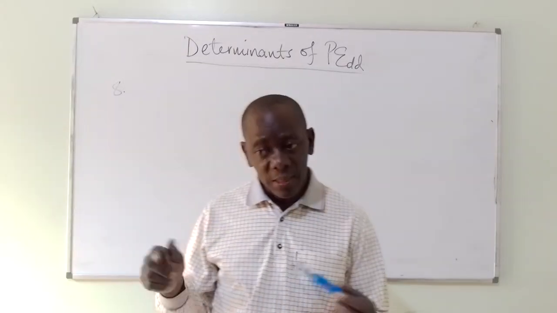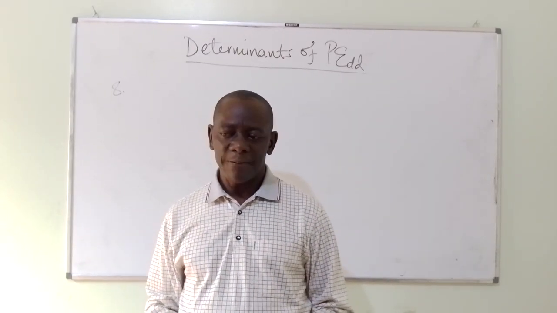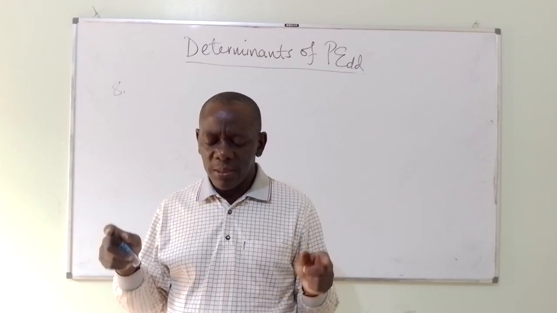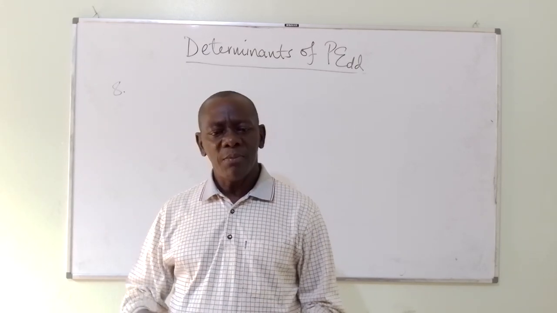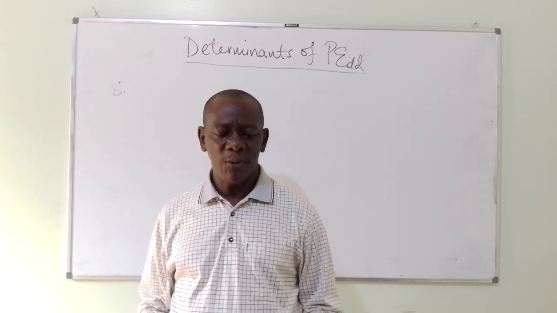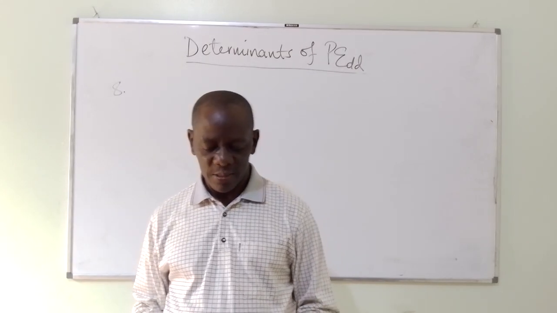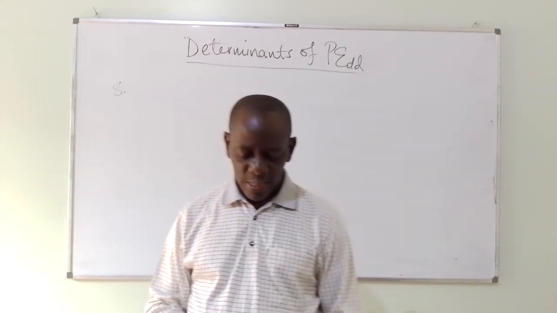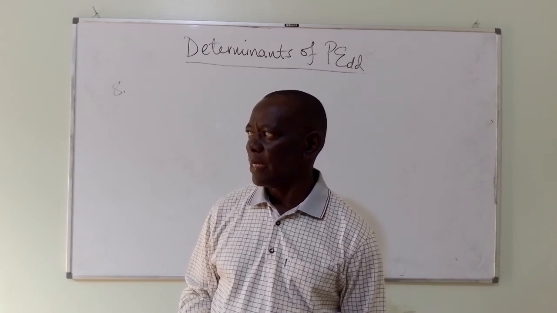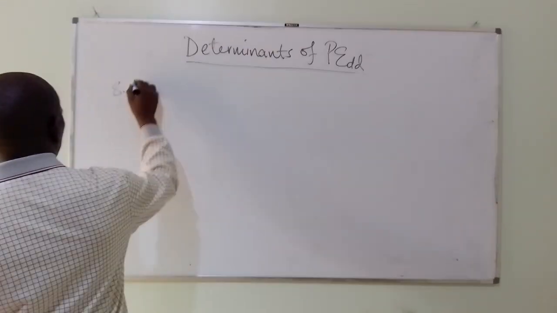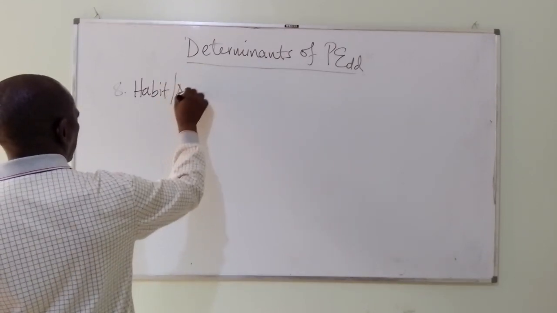So that is factor number 8, which determines price elasticity of demand. That's what we are looking at, the price elasticity of demand. We are saying what makes it inelastic, what makes it elastic. These are the factors that we are looking at. Then the next determinant is habit, or we say addiction.